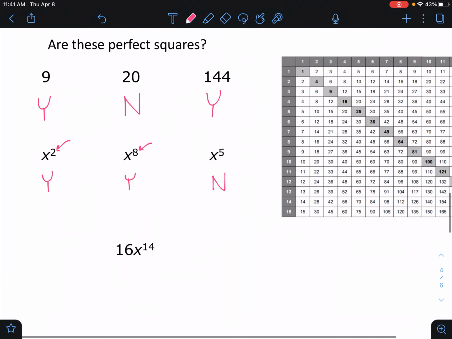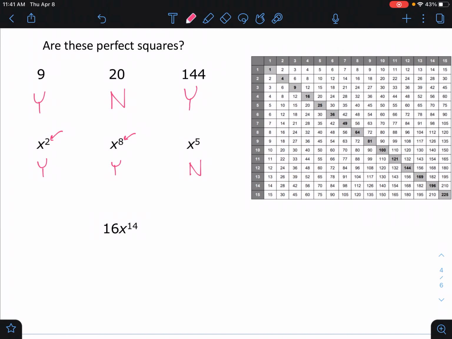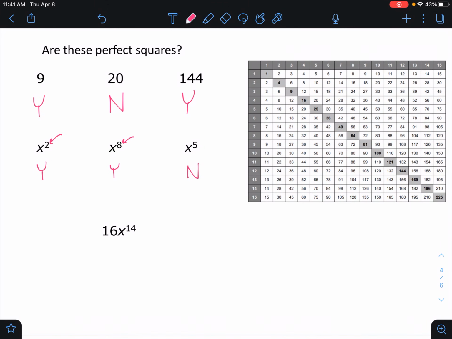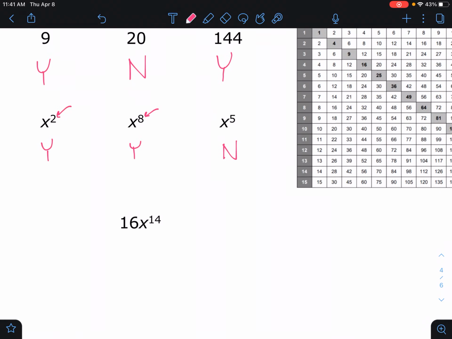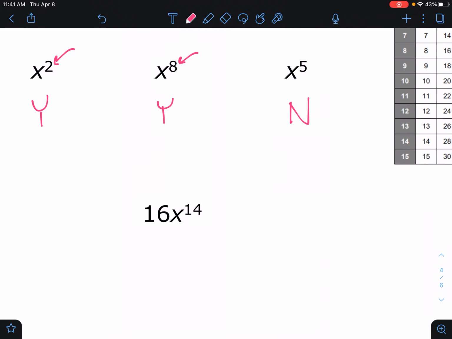Okay, so then what if you have numbers and variables put together? Then what do we do? Well, you have to identify if both parts are perfect squares. So if either part isn't, then it's a no.